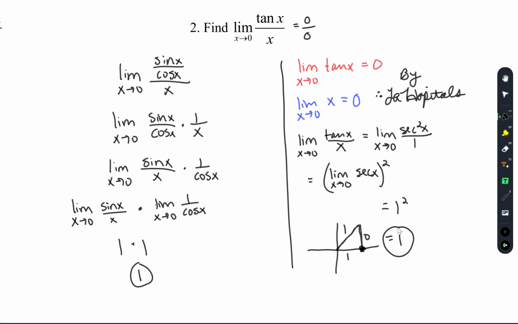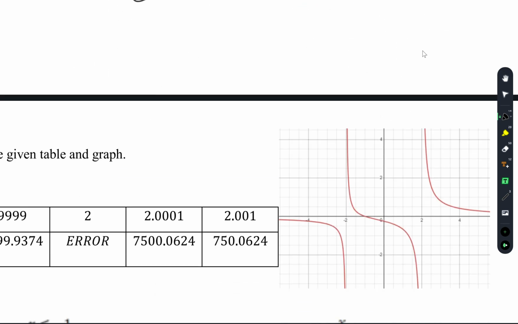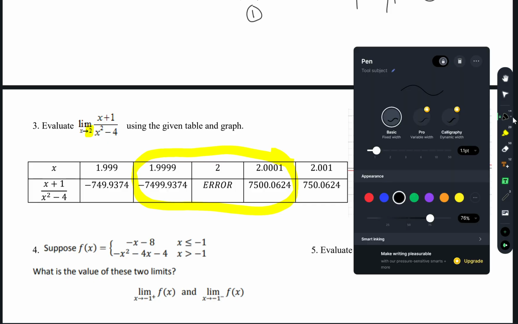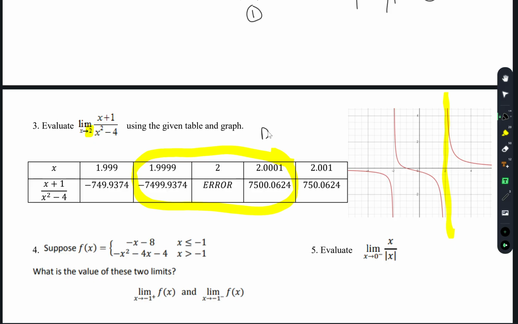No? Okay. All right, so this guy is like if you're given a table and a graph. Okay, so this one, oops, I didn't want to highlight that. We have the x approaches 2. So what you need to be doing is looking at here on the table, or you could do this guy. So because the limit from each side doesn't exist, the left and the right don't match, this is going to be does not exist. Okay, so does not exist.